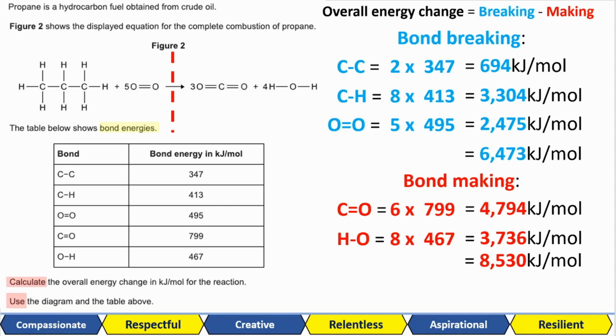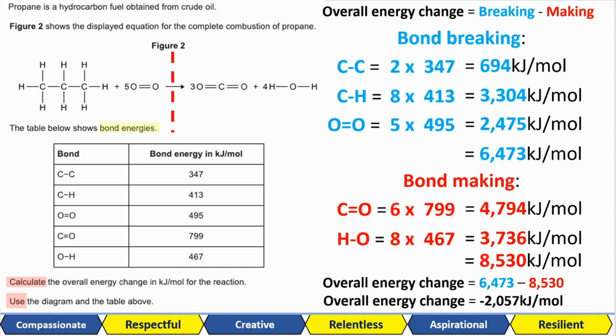All of that added together gives us 8,530 kilojoules per mole. Therefore, breaking minus making gives us minus 2,057 kilojoules per mole. The minus tells us that energy has been released from the system to the surroundings. So the minus tells us that this is an exothermic reaction. If all of that was a bit too much, just skip and go back before you attempt this next one by yourself.